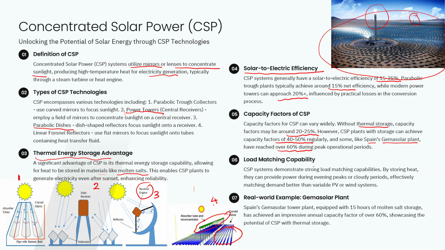One real world example is this Gemasolar plant in Spain. It is equipped with about 15 hours of molten salt storage and has achieved an impressive capacity factor of 60%, showing the potential of concentrated solar power. But one issue is that this needs more land compared to, I don't know, solar PV. You have to work out the numbers to see which one is more efficient.